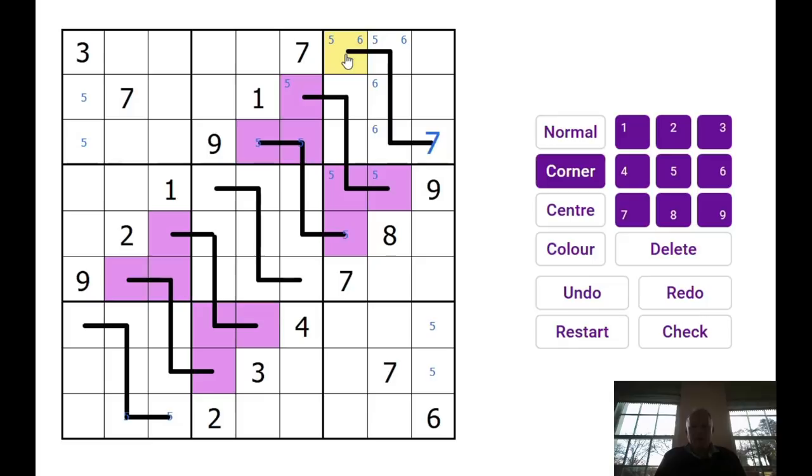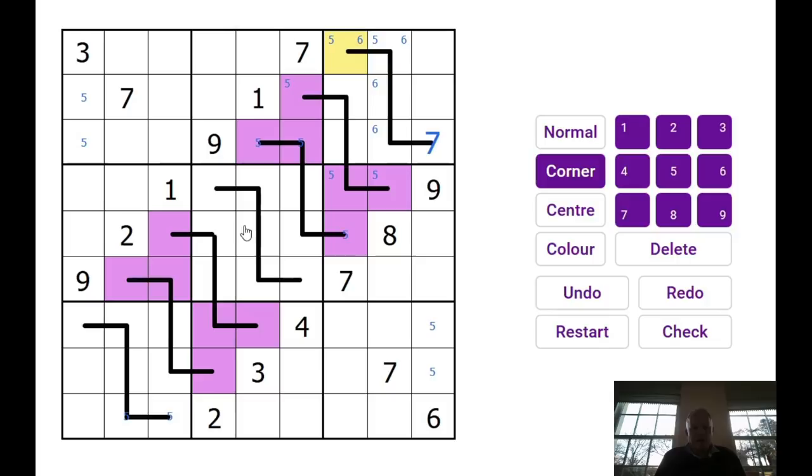It's quite hard with Renbans to work out how to use the shapes. So that's a decent start to the puzzle. Thank you, Simon, for pointing that out. Every one of these shapes must have a five on. That's the key thing.